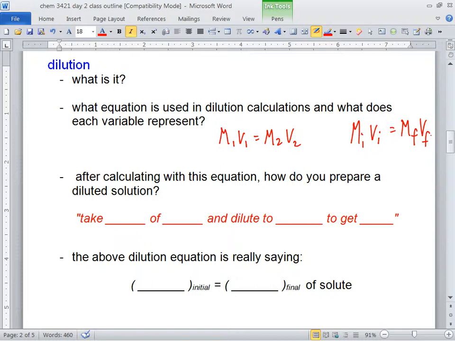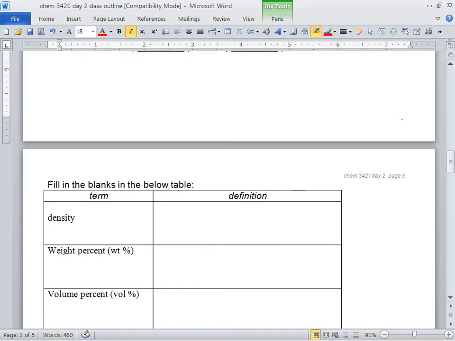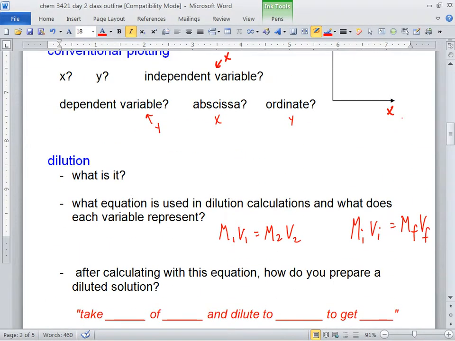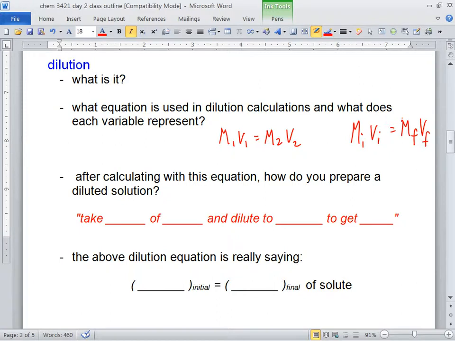What do these variables represent, though? Kelly, what do the M's represent? Molality. What else could the M's represent? She said molality. Could be molarity. Well, mass, though, isn't the C word. It isn't concentration, so not mass. We've had molality, molarity. They're in that table. It's coming up. Volume percent, weight percent, just not density, right? So any concentration unit would work. This has to be the same on both sides.